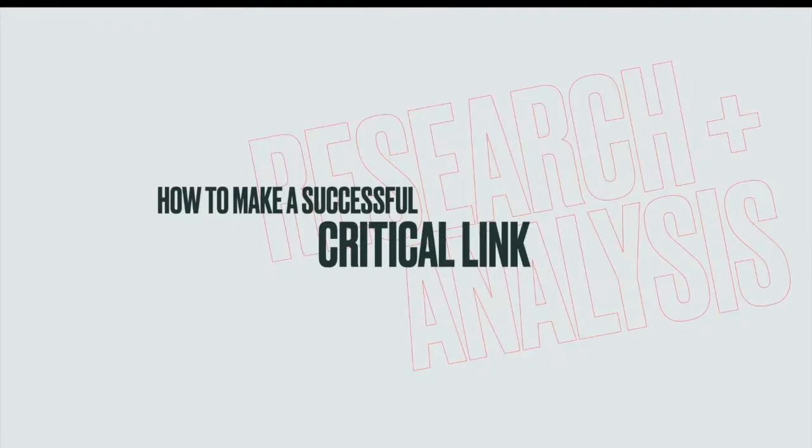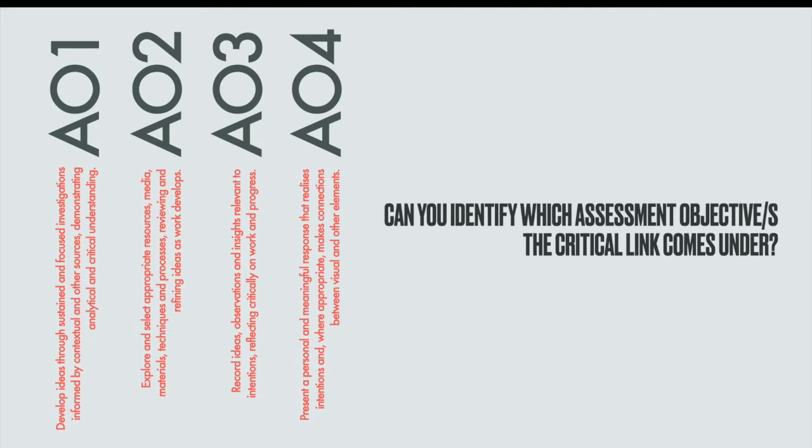In this tutorial, we are going to be looking at critical links. This is like a recap really on how and sort of what makes a successful critical link. So in order to understand that, we need to really go back and recap on the assessment objectives. So here are the 4 assessment objectives. These are the same in all 4 art subjects. So I'll let you have a quick read over them.